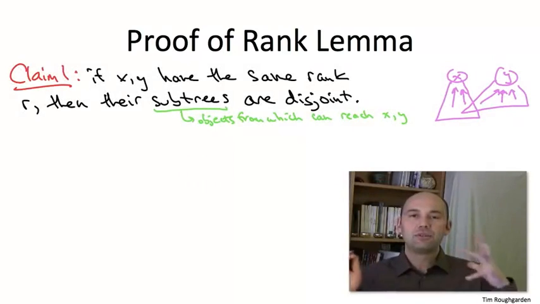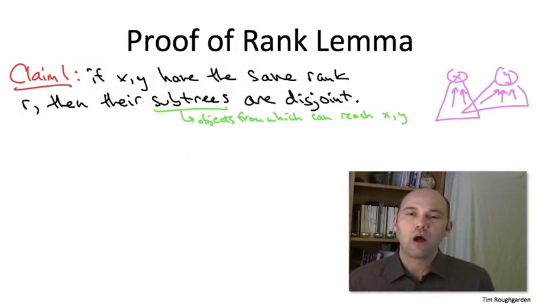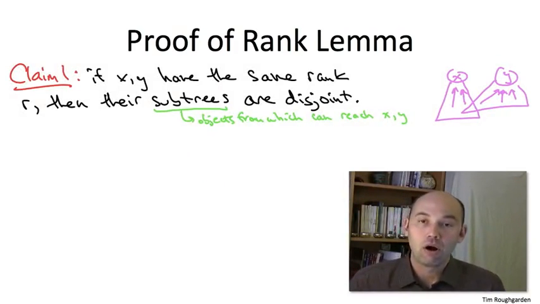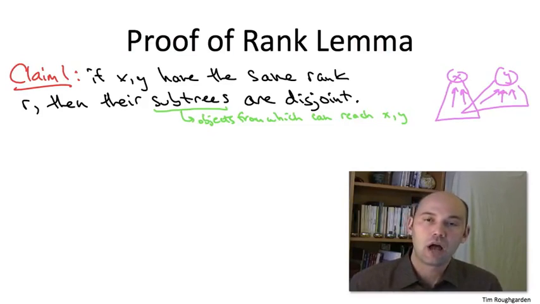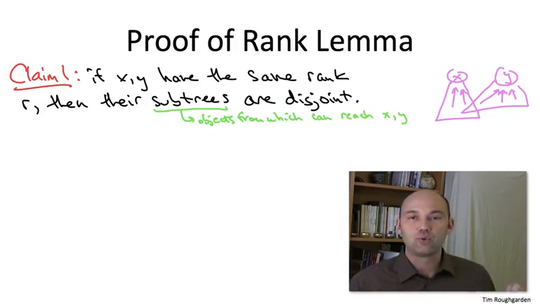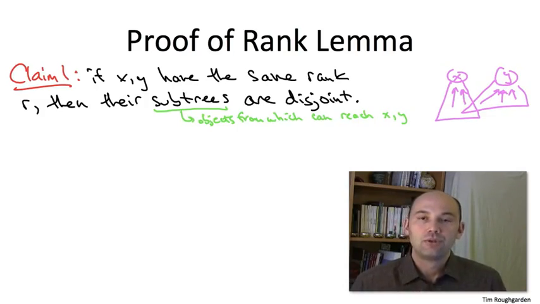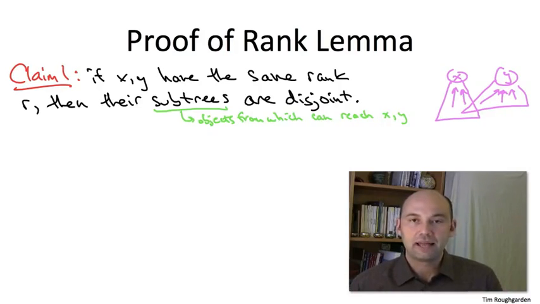So claim 1 asks you to consider 2 objects x and y that have exactly the same rank r. And the claim asserts that the subtrees of these 2 objects have to be disjoint. They have no objects in common. And here by the subtree of an object, I just mean the other objects that can reach this one by following a sequence of parent pointers. So that is, the subtree at x is the objects from which you can reach x. The subtree at y is the objects from which you can reach y.